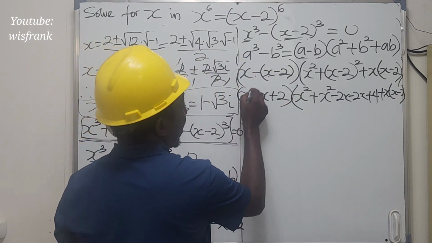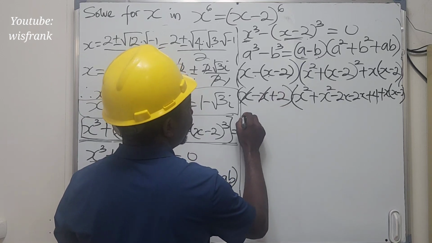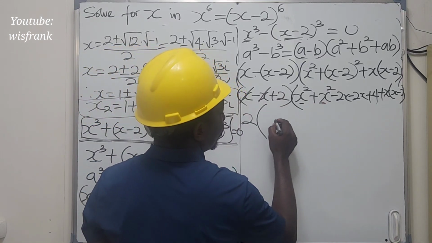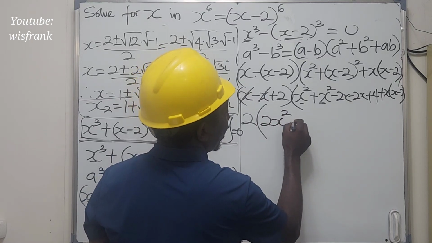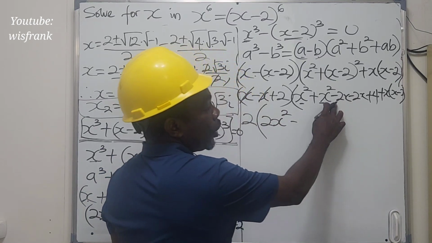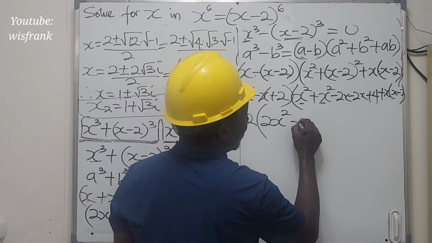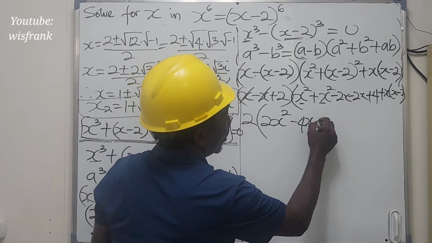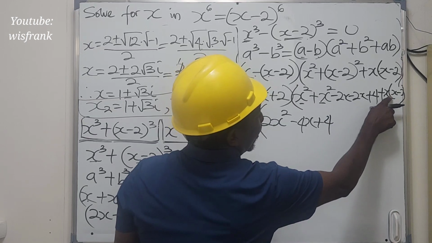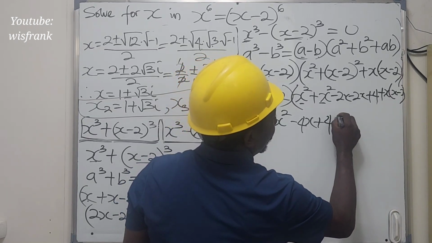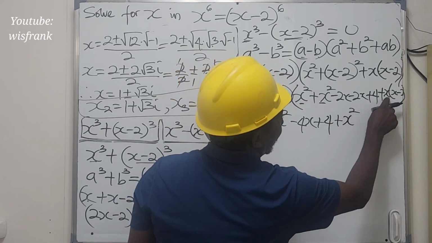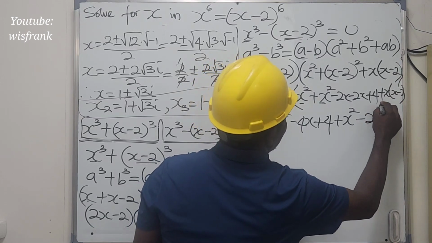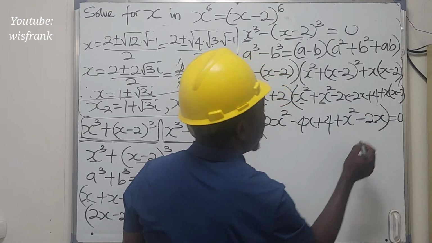So in this case, x squared will cancel here. So we are now left with 2 into, we have x squared plus x squared, we have 2x squared. Then we have minus 2x minus 2x, we have minus 4x. Then we have here plus 4. Bring down plus 4. We have x times x, we have plus x to the power of 2. We have x times minus 2, we have minus 2x. So that is what we have, equals to 0.